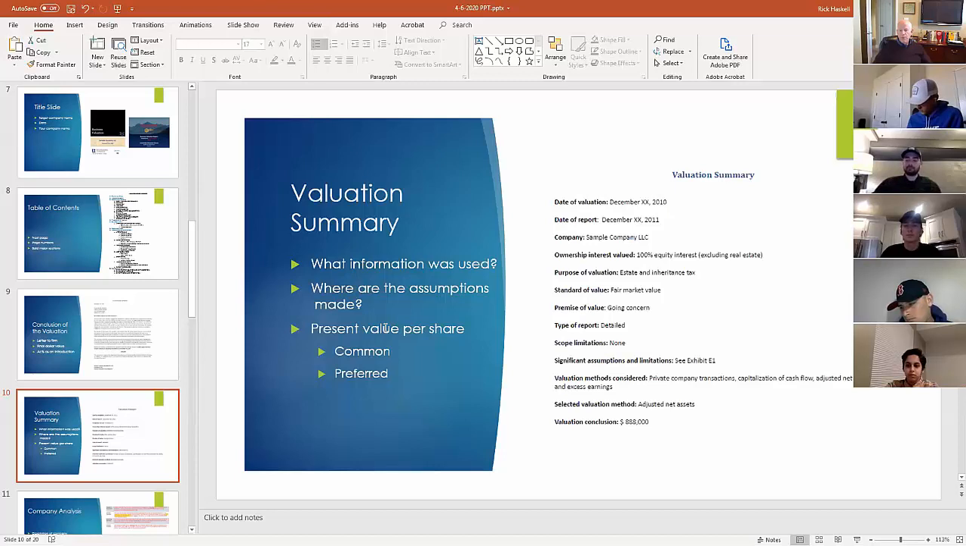So you're going to have to come up with a valuation. You're going to have to then work that valuation to an equity value. And then you're going to have to work those equity values to a per share value of common and a per share value of a preferred, assuming there is preferred to value. Okay?